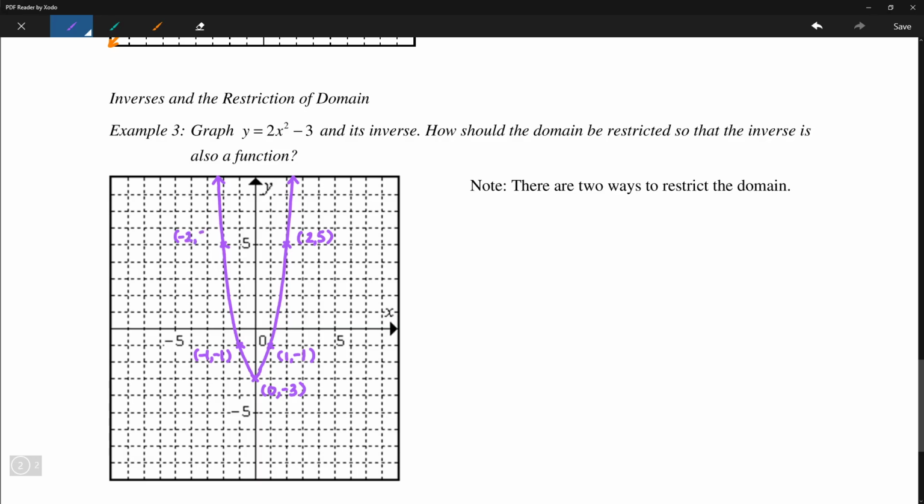And of course, from our understanding of inverses, we just have to switch the x and y coordinates and plot those points. Go ahead and do that. So we have -3, 0, and then -1, 1, -1, -1, and then 5, 2, and 5, -2. So just by looking at what we have drawn, you can see that the inverse is not a function, right? This is not going to pass the vertical line test.